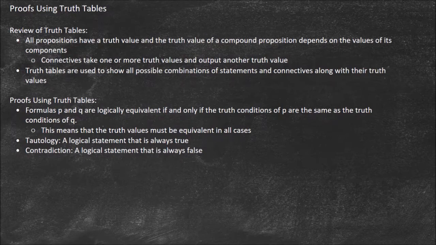So again, as usual, we'll do some review. Truth tables are used to show all possible combinations of statements and connectives, and remember, with truth tables we start with the most basic propositions that we need and we work our way out to what we eventually have to compare. Also, I want to touch on a tautology. That's a logical statement that's always true. So in your truth table, a tautology will occur when you have all true values. Lastly, a contradiction is a logical statement that's always false, and that's when your truth table will be all falses. So this is an example of a proof that you would use a truth table to complete.